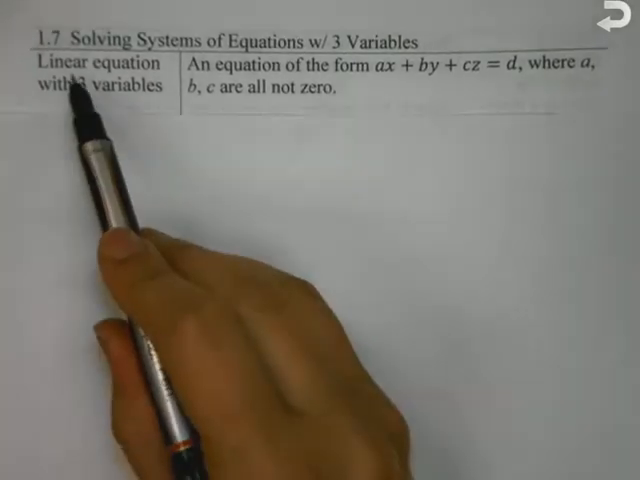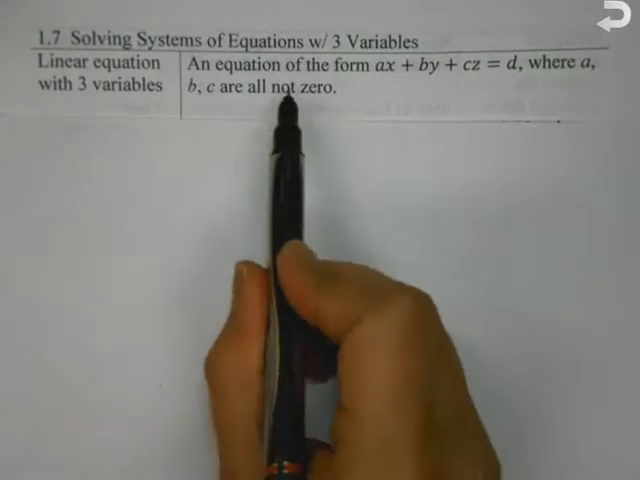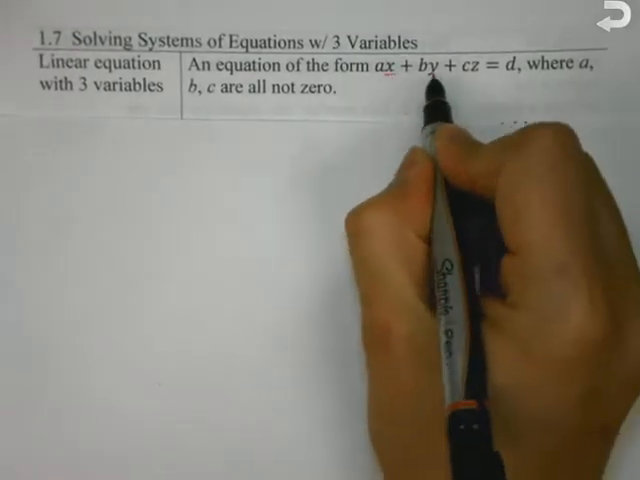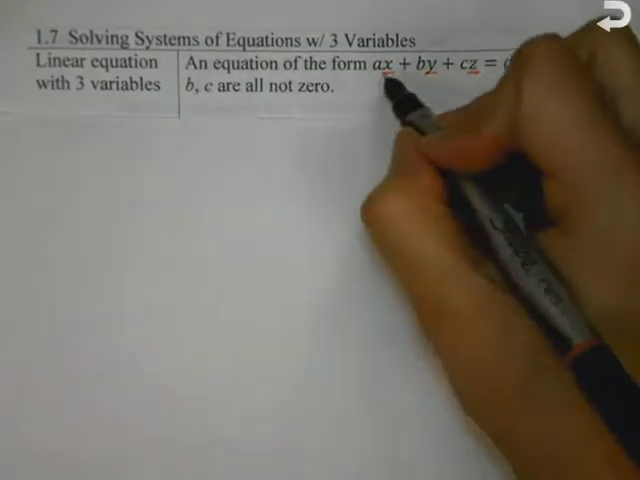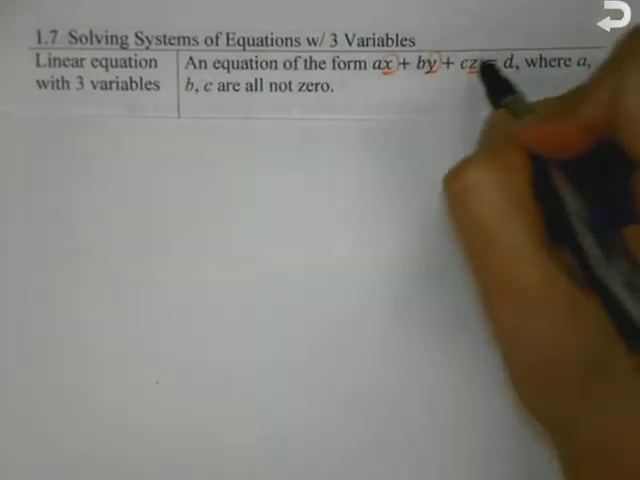A linear equation with 3 variables means that we have an x, a y, and a z. A, B, C, and D are all numbers. X, Y, and Z are going to be your variables, so there's 3. Not all of them can be 0, so that's just our math information that we have to put in there.